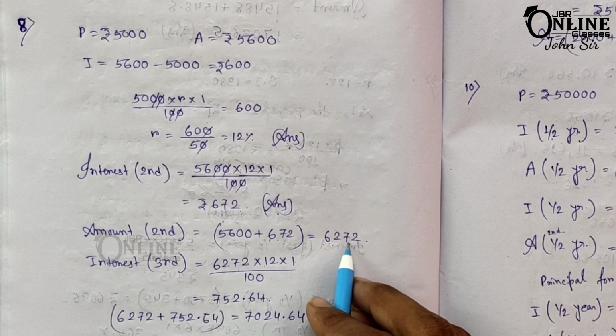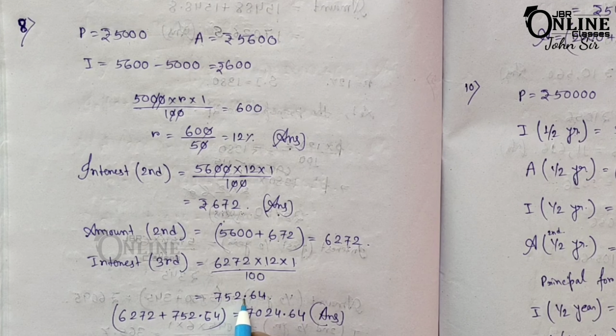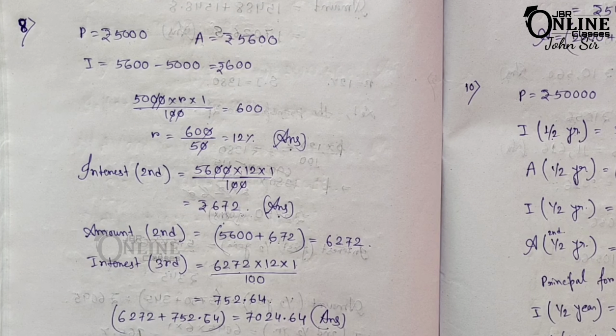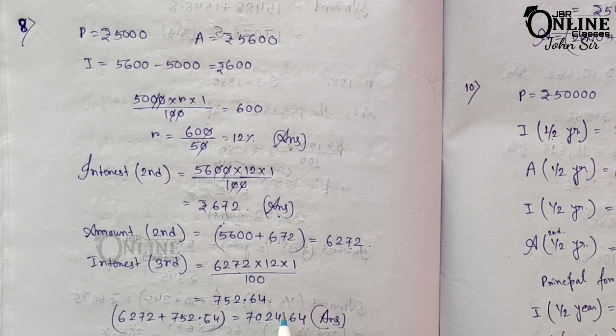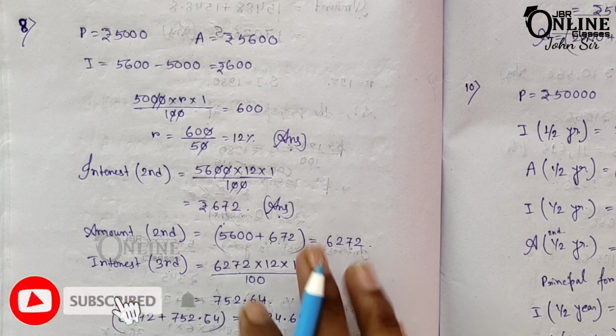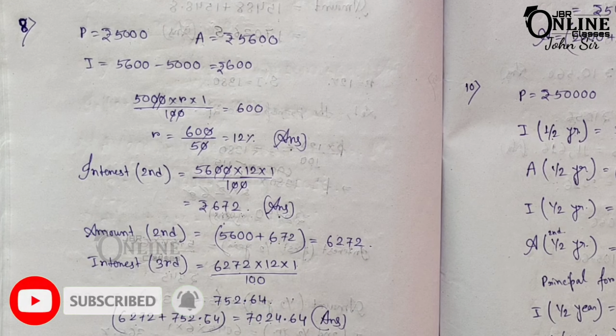So here principal for third year plus interest for third year, that means amount equal to principal plus interest and that equal to 7024.64. That is the amount after third year. Okay, so that is the final answer.